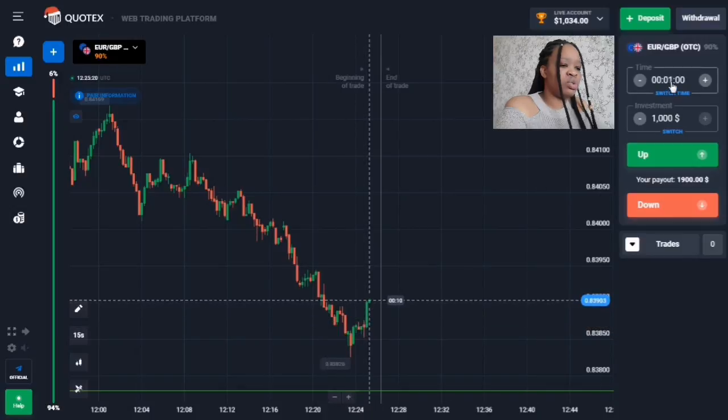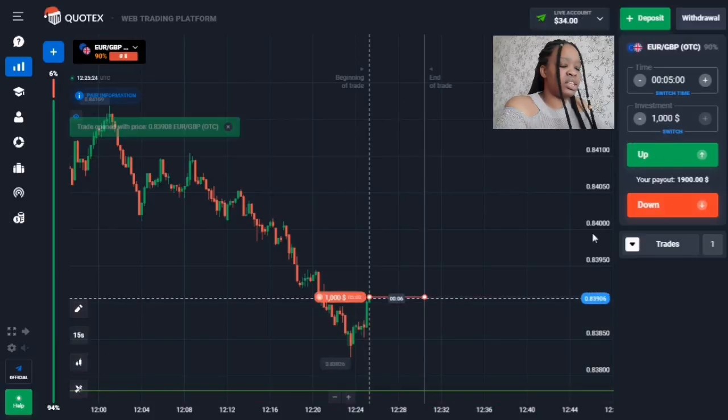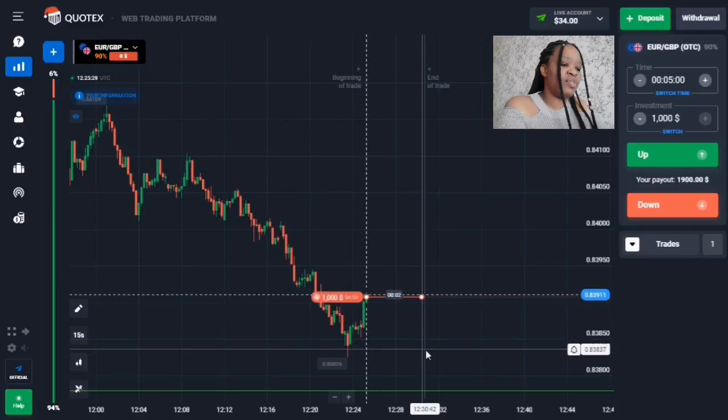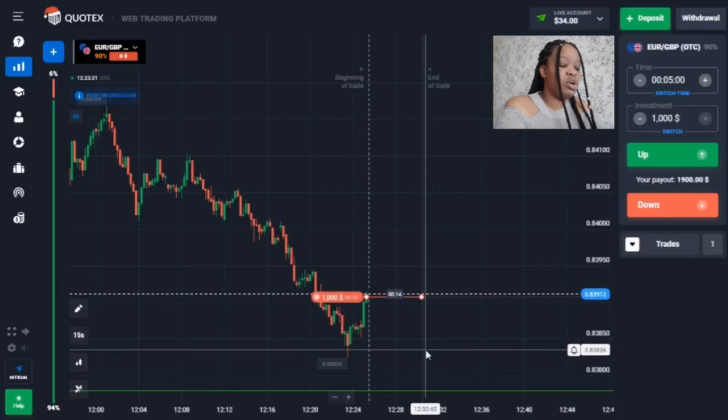So I think in this situation we should open a trade for 5 minutes down, because I think that after the rollback up, price will continue to move down to support level and maybe break through the level. So let's wait for the end of the trade and see the results.